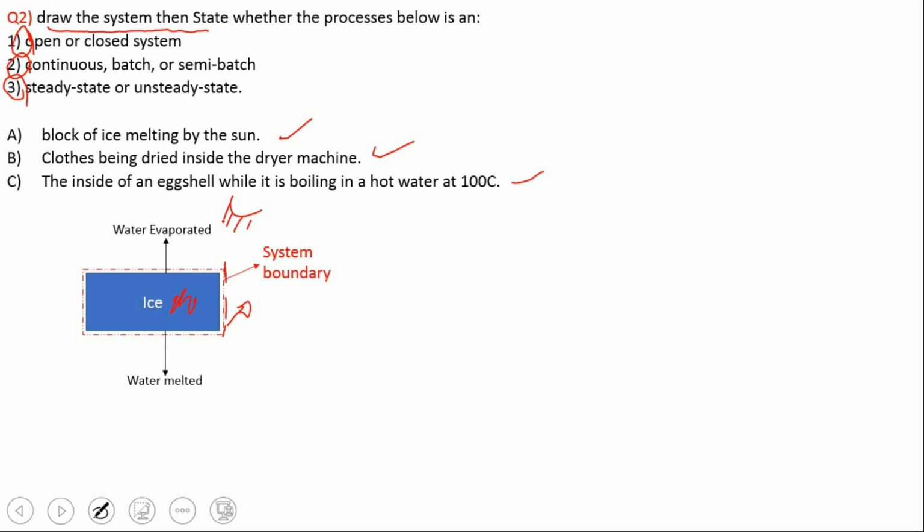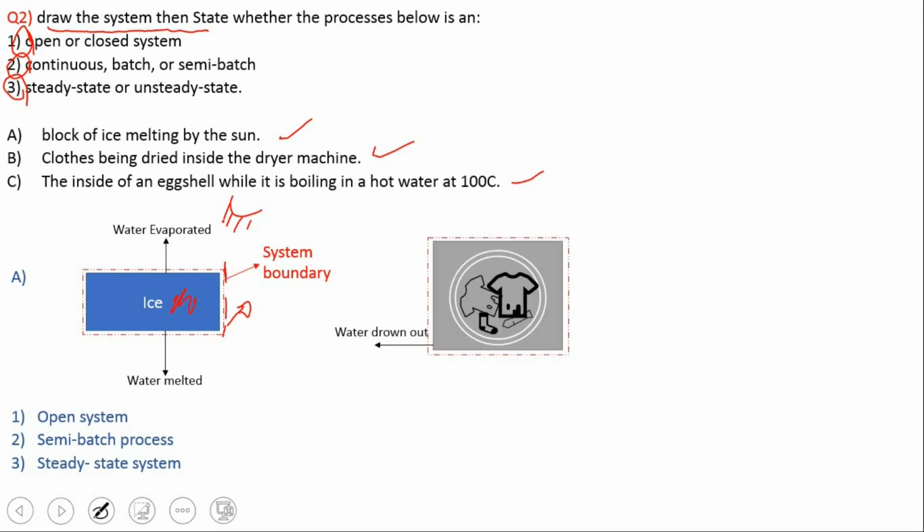So what is the system type? We can see that it's an open system because materials leave the system. The system is a semi-batch process because materials only leave, and there is no material entering. And the system is a steady state system because we are assuming that the leaving of water, evaporating and melting, is continuous with time.